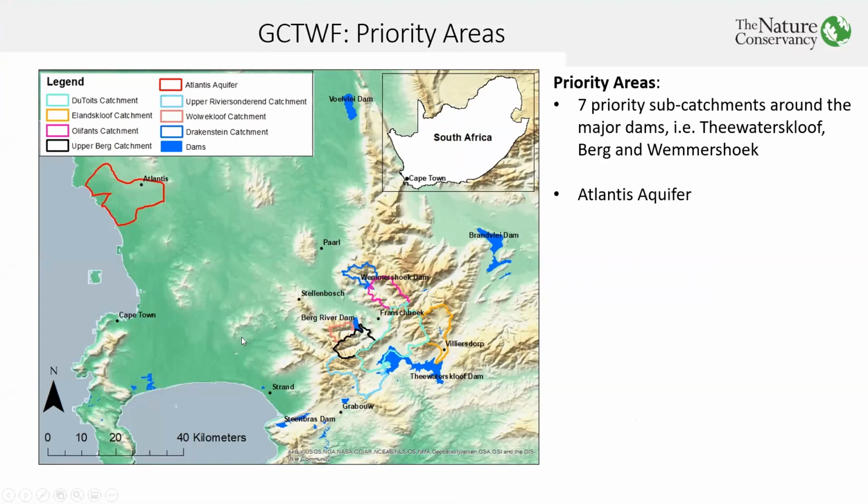So these are located about 100 kilometers east of Cape Town, in an area known as the Boland Mountains. So the Water Fund has prioritized all these catchments around these major dams as areas of intervention. But the Water Fund has also looked at an area on the west coast of South Africa, about 50 kilometers north of Cape Town, called the Atlantis Aquifer, and prioritized this area for intervention as well. So in my presentation, I'll be describing how we are quantifying the water benefits in both the Atlantis area, as well as these 7 priority subcatchments around these major dams.